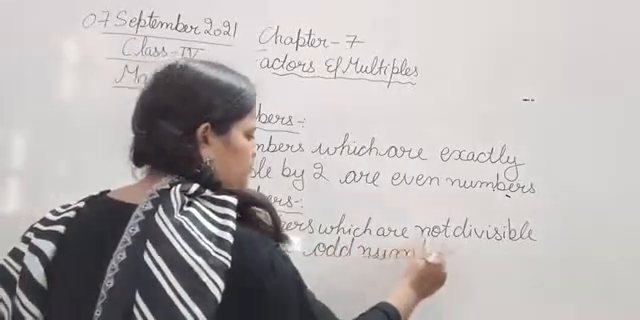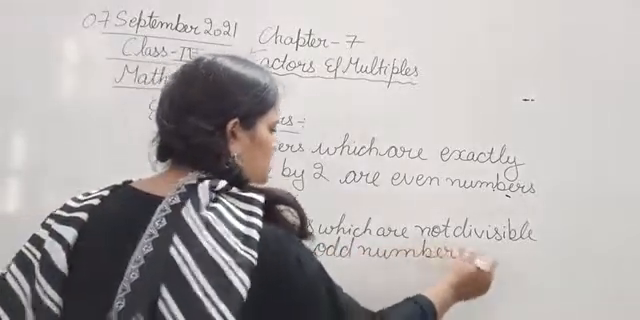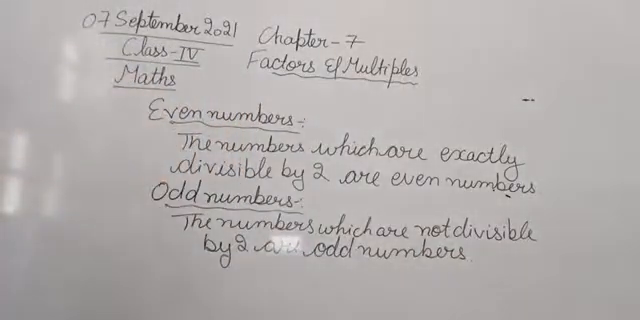जो numbers 2 से डिवाइड नहीं हो सकते बेटा, they are known as odd numbers. So the numbers which are divisible by 2, जो 2 से डिवाइड होते हैं उसको हम क्या बोलते हैं? Even numbers. And the numbers which are not divisible by 2, that is odd numbers.